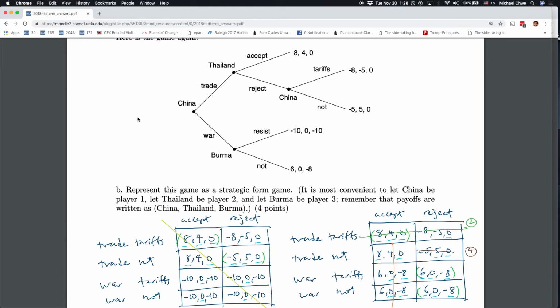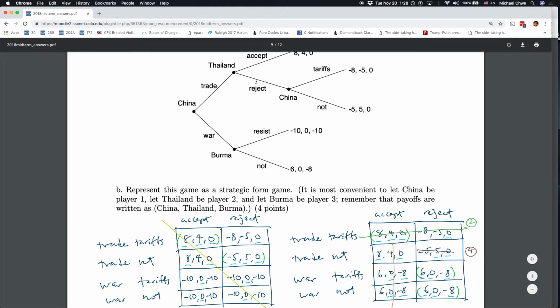Right, but all you have to do is break it down by each player, right? So China controls this, reaching trade and war and tariffs or not. That's all China can do. China doesn't control all this stuff. Forget about that. China just has 2 nodes, so China has to do trade or not, war here, and tariffs or not. That's it.